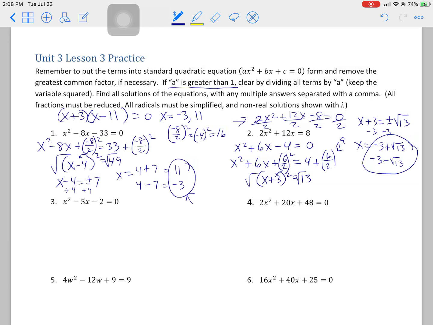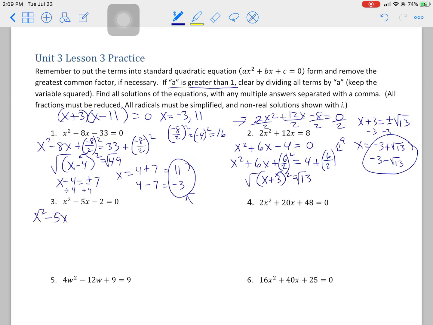But this added this extra step of taking a greatest common factor out. Okay, if that's possible, you definitely want to do that. All right, next one isn't going to factor, I don't think, but we're supposed to be completing the square anyway.